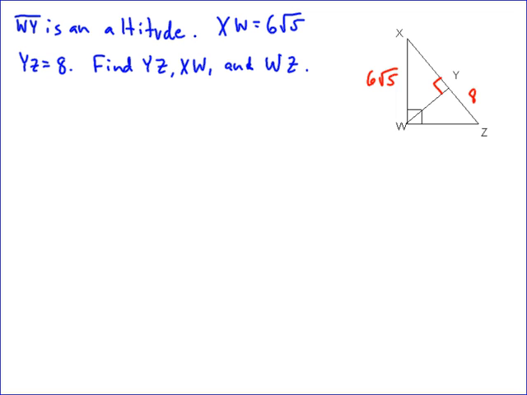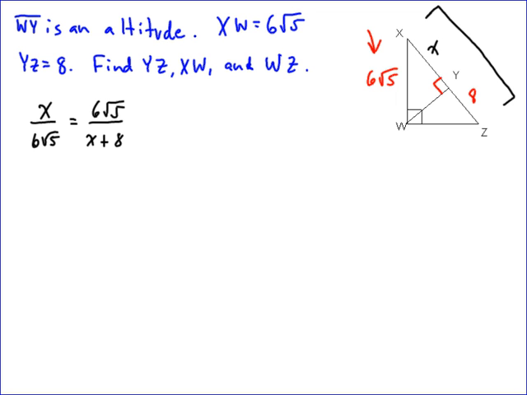Well, if you're given this segment, we know that this segment right there is the geometric mean of 2 segments, and those 2 segments are XY and XZ. Well, we don't know what XY is, so let's give it a variable, and let's call it X, just to help us out. So 6 root 5, or XW, is the geometric mean of X and not 8, but X plus 8, because you're talking about this whole distance, right? It's XY and XZ. So you're going to do X over 6 root 5 equals 6 root 5 over the whole distance, which is X plus 8.